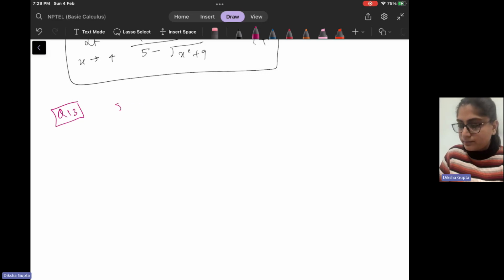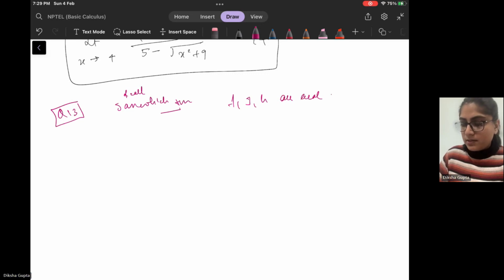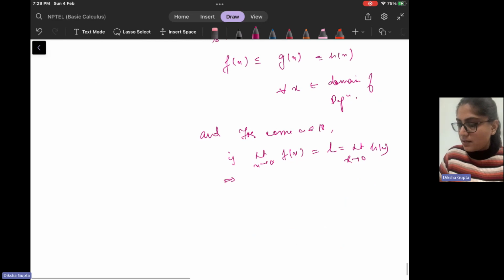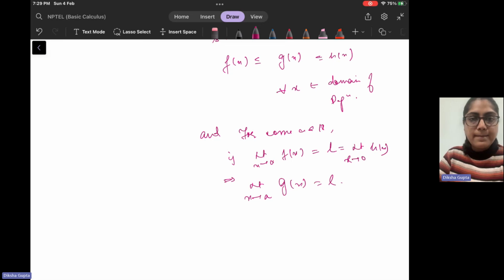Just to recall, if f, g, h are real valued functions such that f(x) less than g(x) less than h(x) for all x belonging to the domain of definition of each of the functions, and for some a belonging to R, if limit x tending to a of f(x) equals L equals limit x tending to a of h(x), then it implies that limit x tending to a of g(x) exists and is L.